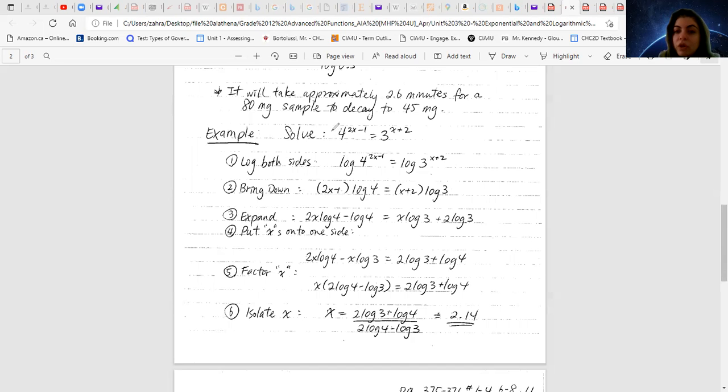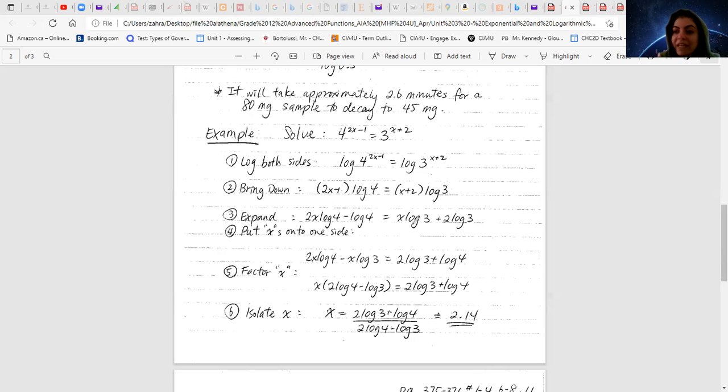What you do, you put the log in front of both sides. Say put log here and log here. Then power in front. The power here is 2x minus 1. You put it in brackets in front. The same thing, x plus 2 as a power, you go in front. Then you need to expand it. 2x multiplied by log 4 is 2x log 4. Negative 1 multiplied by log 4 is negative log 4. And you expand at the other side. x multiplied by log 3 is x log 3. 2 multiplied by log 3 is 2 log 3.